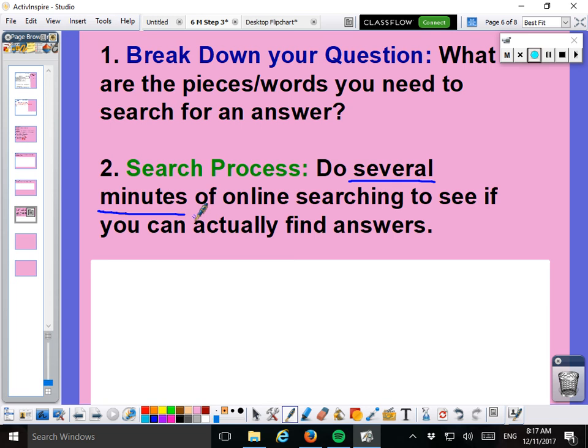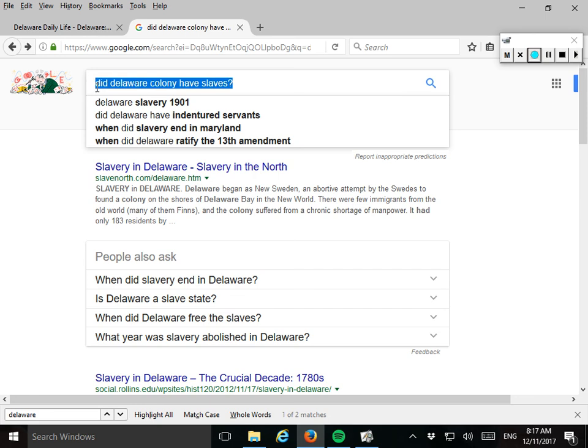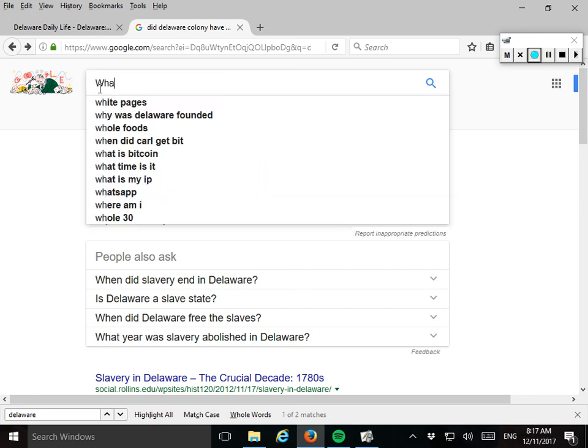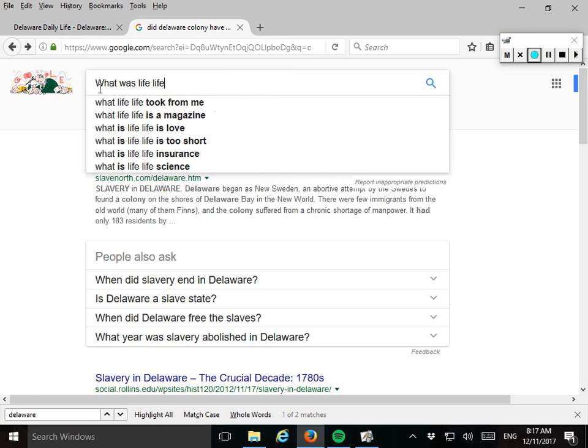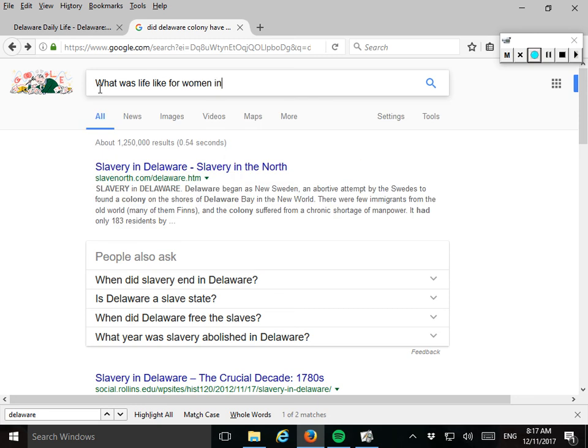And in trying both of those things, that's going to give me more information as I try and find out about my colony. So instead, I'm going to ask about what was life like for women in the middle colonies.